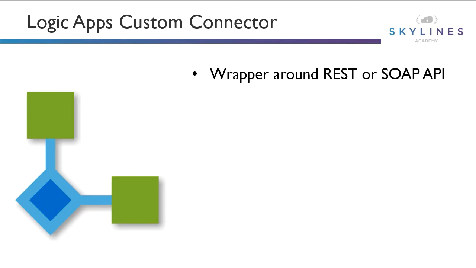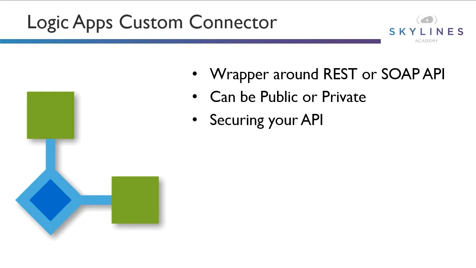A custom connector is essentially a wrapper around a REST API, or if you prefer, a SOAP API. They can be public or private. If you are using private, then you also need to be aware that an ISE SKU for your Logic app is required. Once you decide how your API will be presented, you also need to ensure it's secure. Currently, you can secure it using OAuth 2.0, an API key, or by using basic authentication.